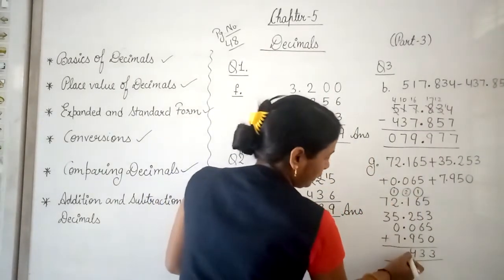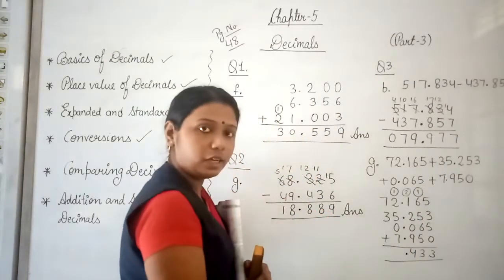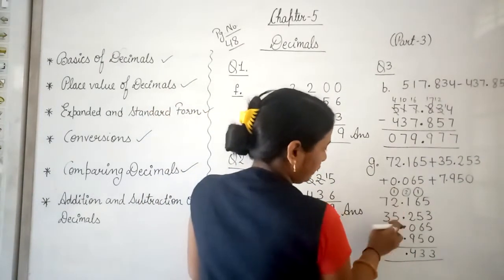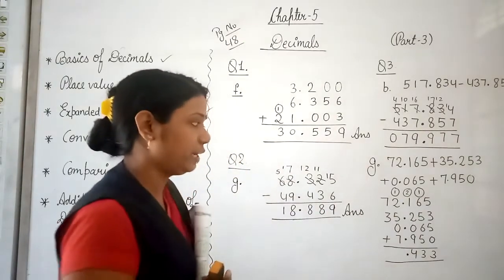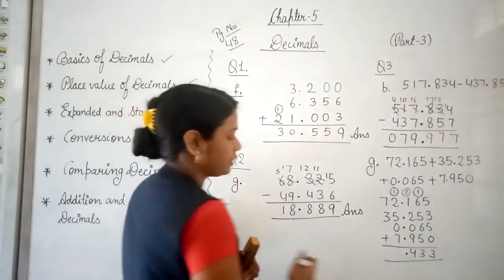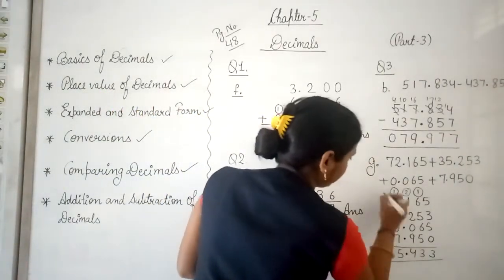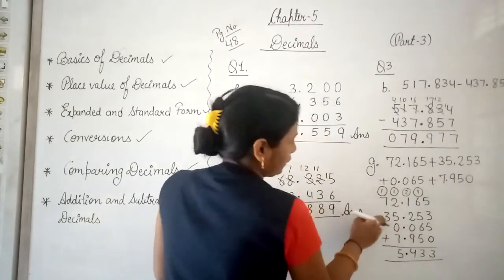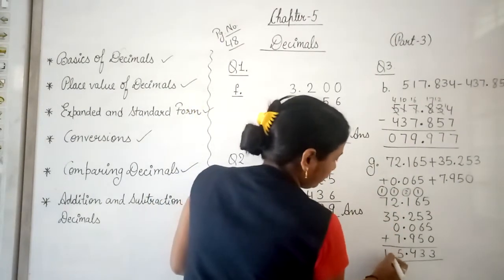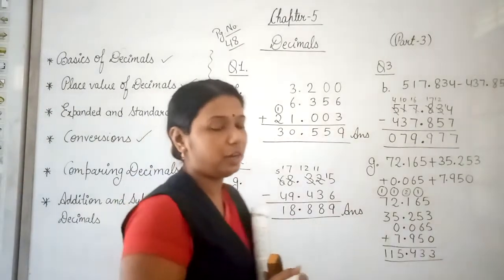Now because there is a decimal point, we will also insert a decimal point. 2 plus 1 is 3. 3 plus 5 is 8. 8 plus 7 is 15. Now this is 7 plus 3, 10. 10 plus 1, 11. So this will be our answer.